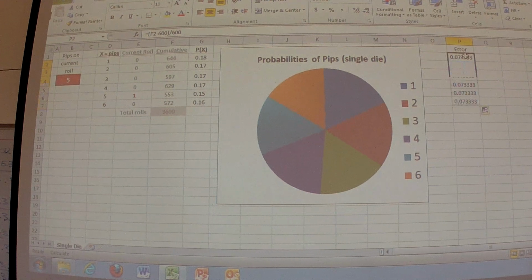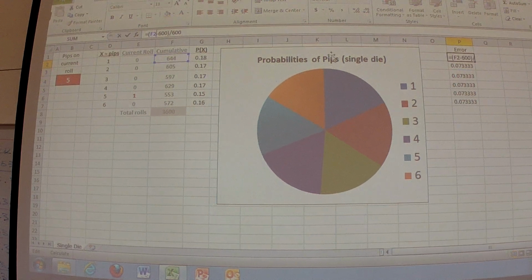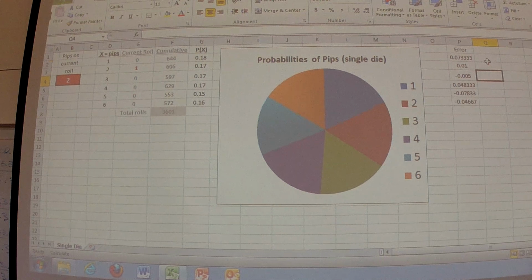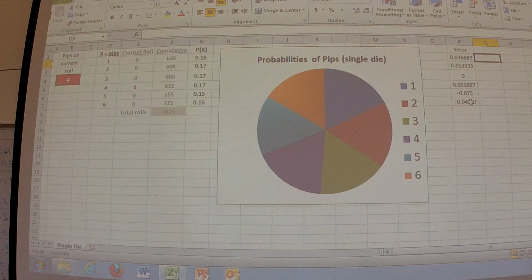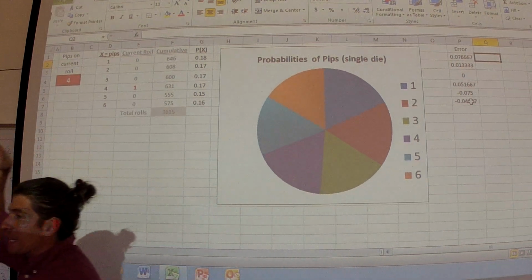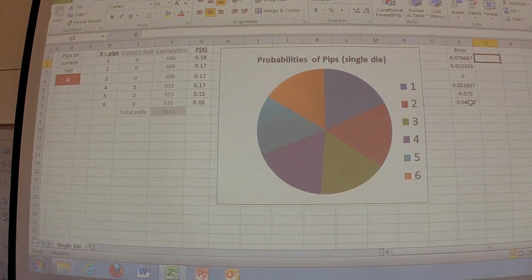Whoops, sorry. Got to re-randomize. There we go. There's our errors, friends. Now notice how small they are compared to the lumpy errors we were getting over here. They're very small compared to ours. Why are they very small? We've got so many more rolls, the idea of the probability is beginning to settle in to 1/6.